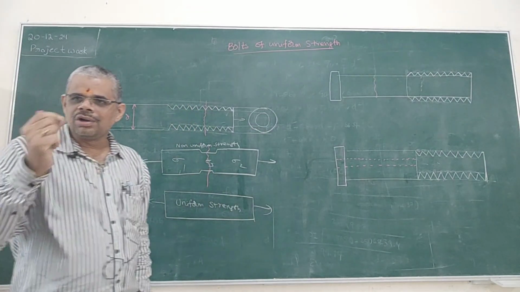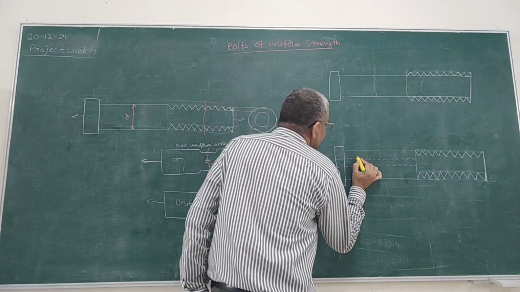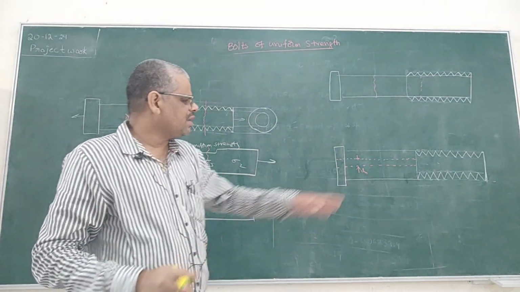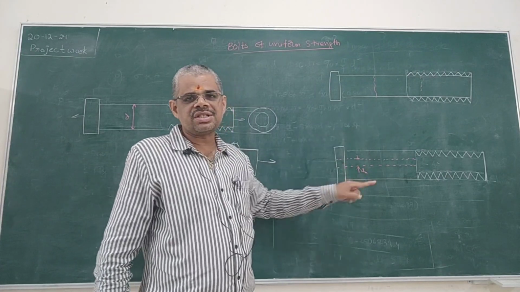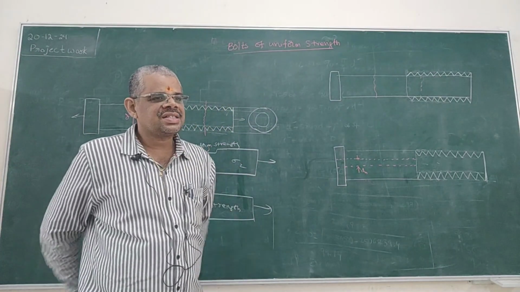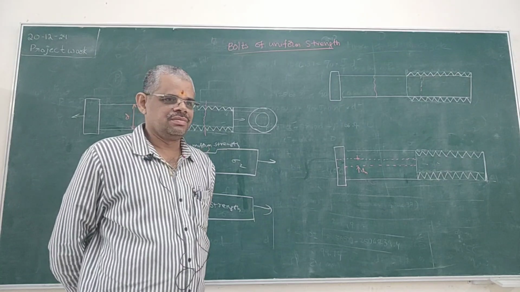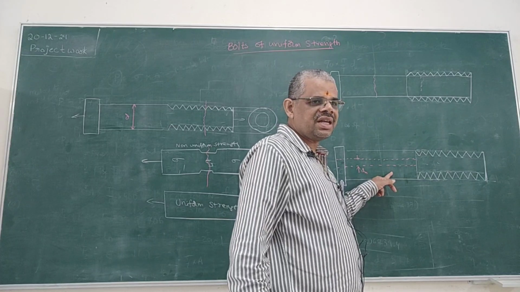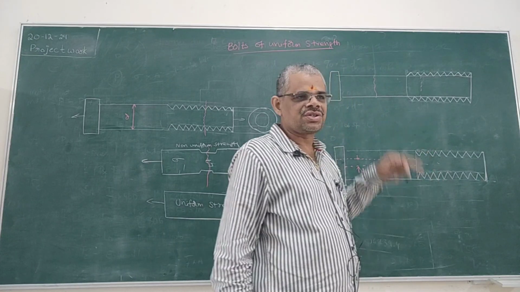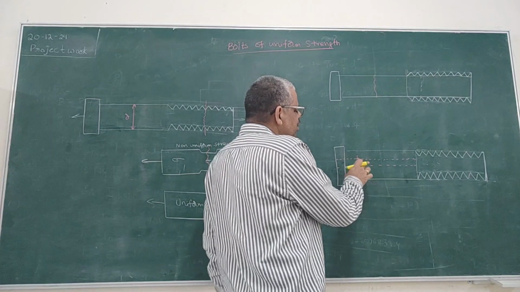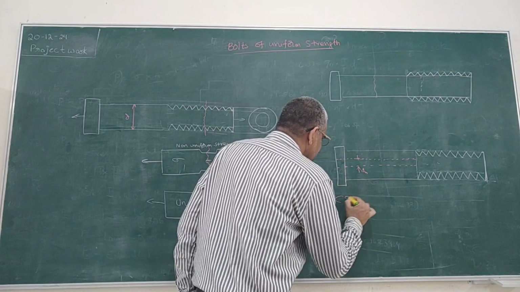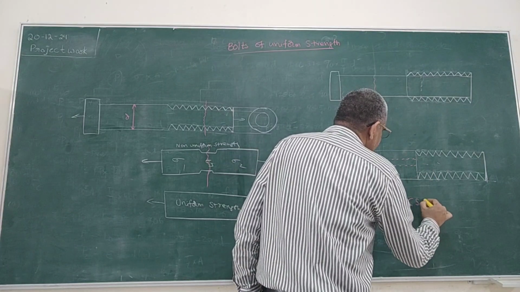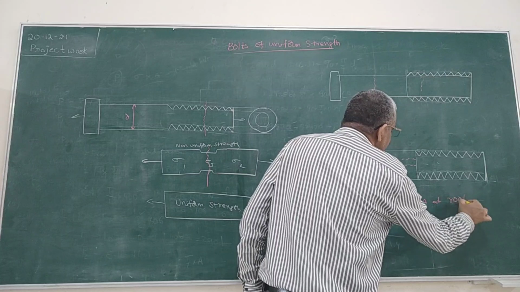We are making a hole of diameter DH. So what is happening by making a hole? The cross-sectional area of the shank portion is also reduced. Okay, so here now the cross-sectional area at the shank portion is equal to the cross-sectional area at the root portion. Is it right or not? So we will make a hole in such a way that the cross-sectional area at shank is equal to cross-sectional area at root.